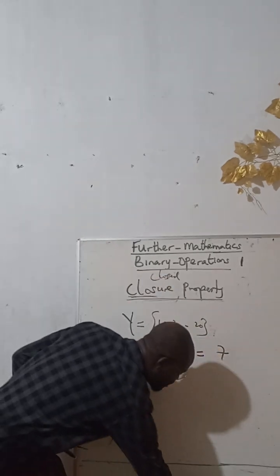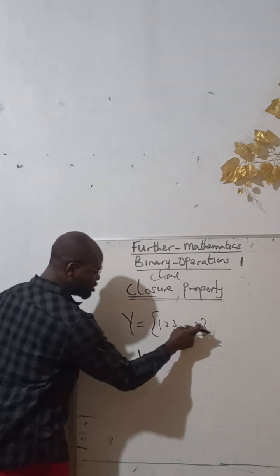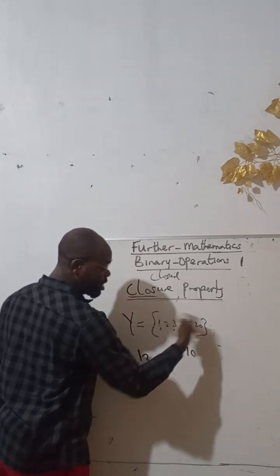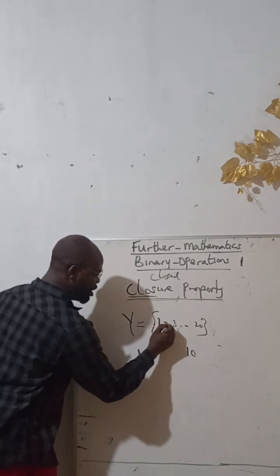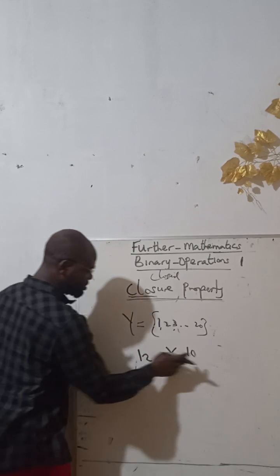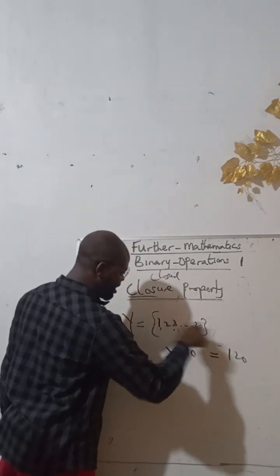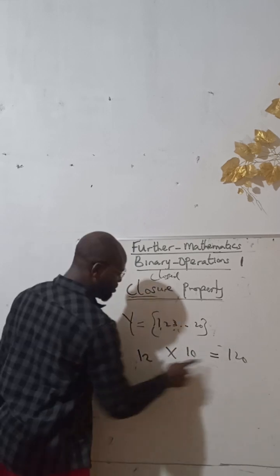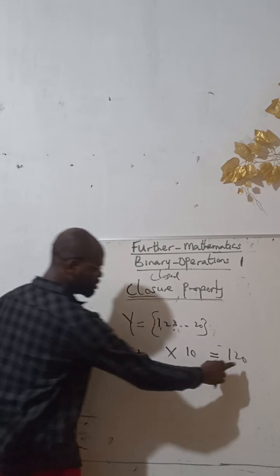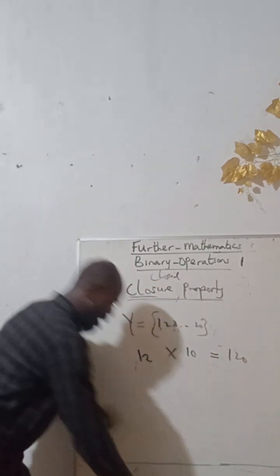Okay, let me perform another operation. Let's say I'm having the same 12. I bring out 12 and I also bring out 10. You can see that 12 and 10 can be found here. Let me now perform a multiplication operation. That's times. 12 times 10 is what? It's 120. Can 120 be found here? No. That means this multiplication operation does not obey the closure property because this result is not closed in this set. So that's basically closure properties.